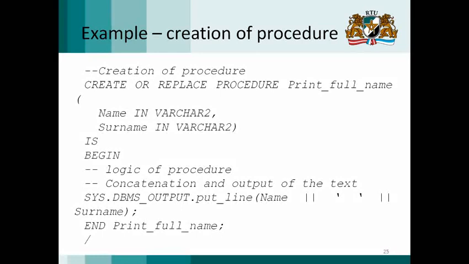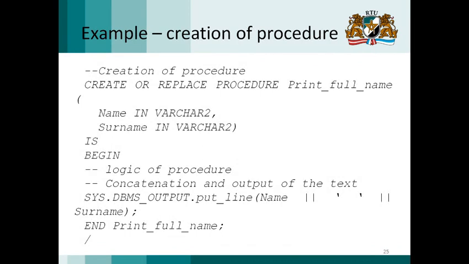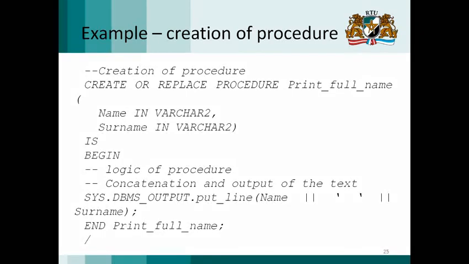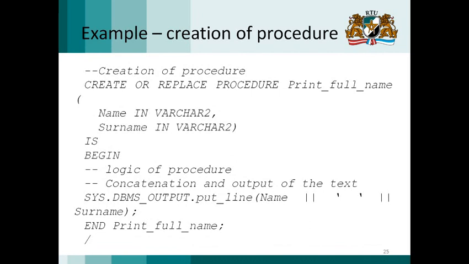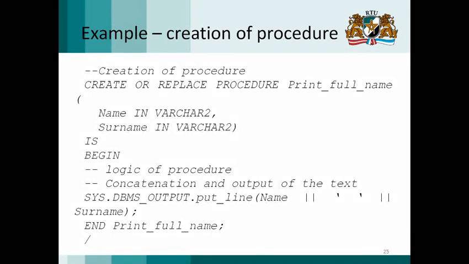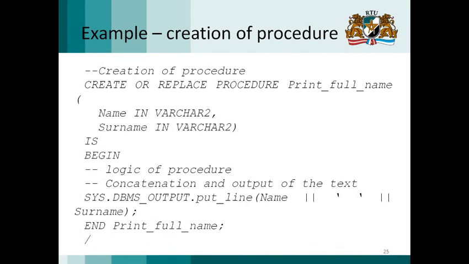And I will show you an example. In this case, this is the creation of a procedure. This is a procedure that brings the full name on the screen. We have two parameters, name and surname. Both are of this structure. Then we have no variables, no constants. There's the logic of the procedure, and what it does is concatenate and output the text. These are concatenation operators. And then we end this procedure.